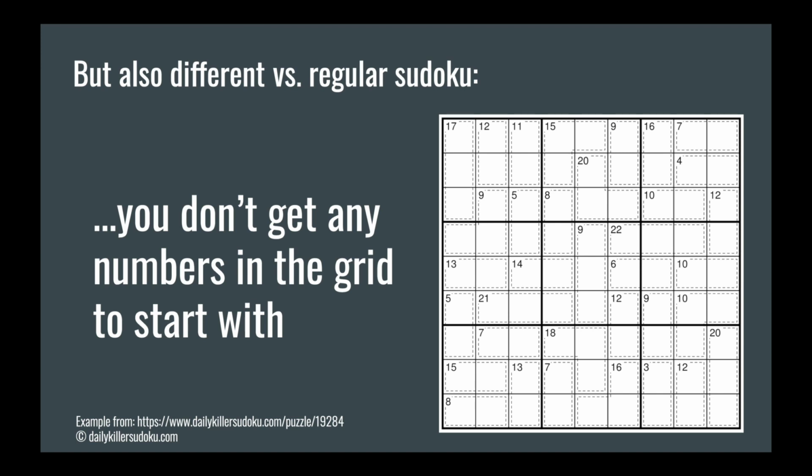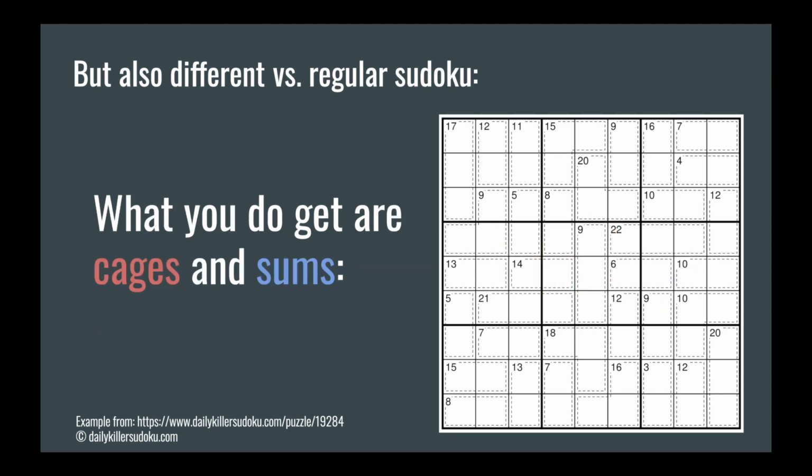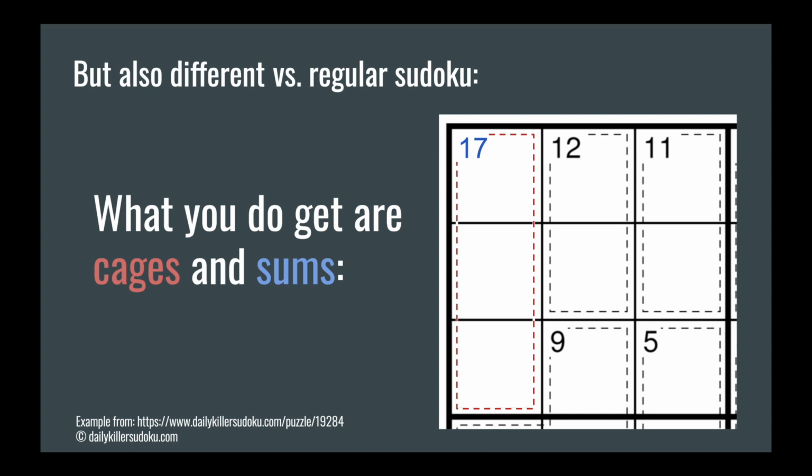The difference versus regular Sudoku is you don't get any numbers in the grid to start with. You get a blank grid that looks just like this one that's being displayed right now. So how does this work? Well, you get a couple of different types of clue. You get cages and you get the sums for the cages. Let's zoom in. It looks like this.